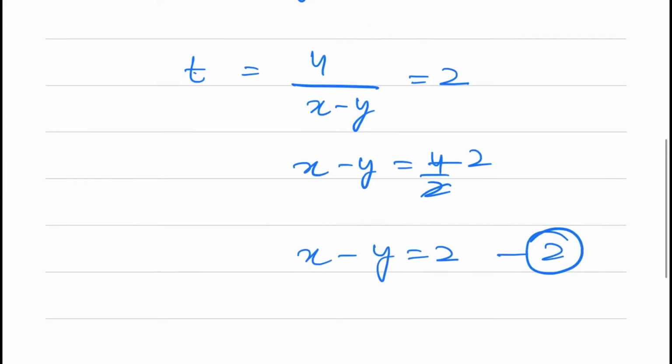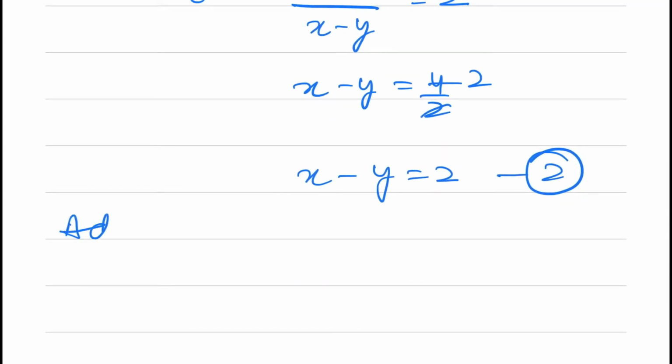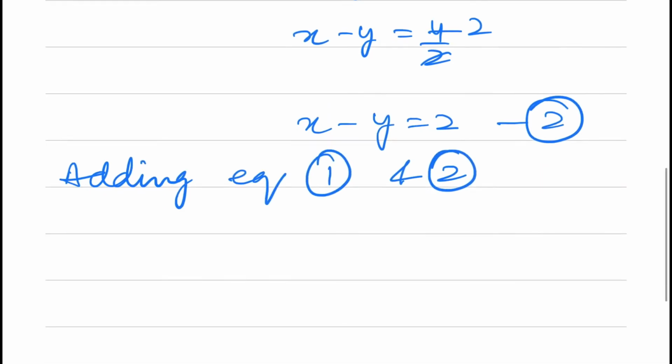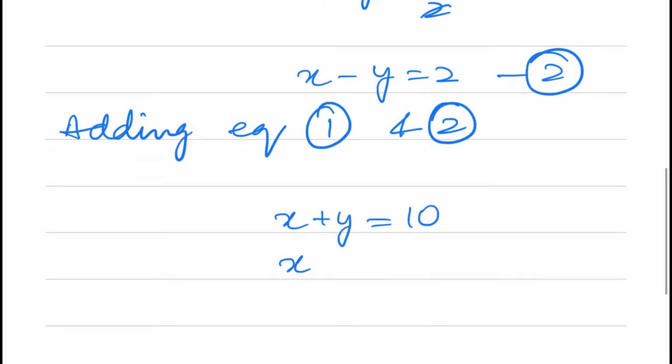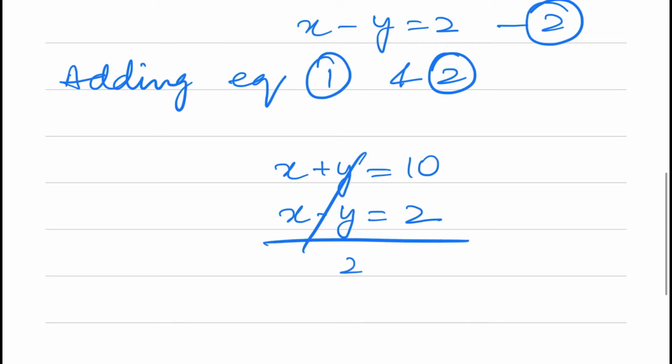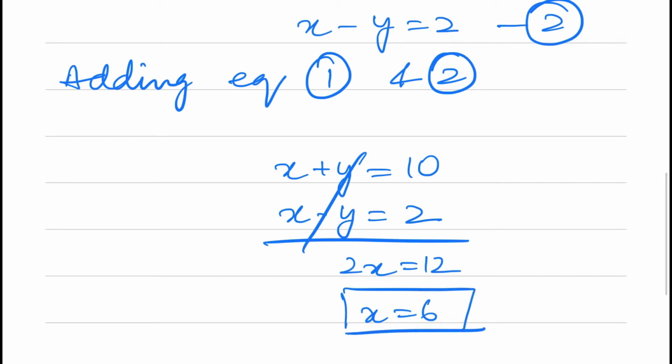Second equation. Now I can add these two equations. So adding equation 1 and 2, we have x plus y is equal to 10 and x minus y is equal to 2. This gets cancelled. So 2x is equal to 12. So x is equal to 6. So this is the speed of boat.